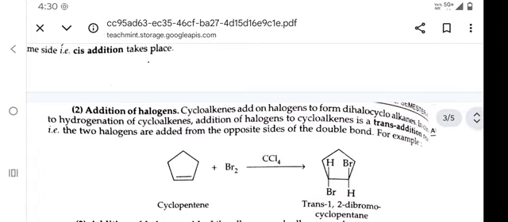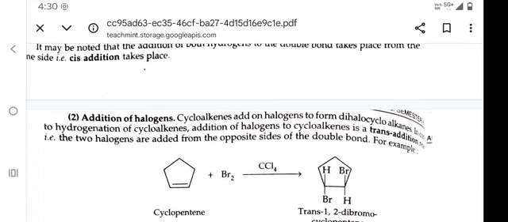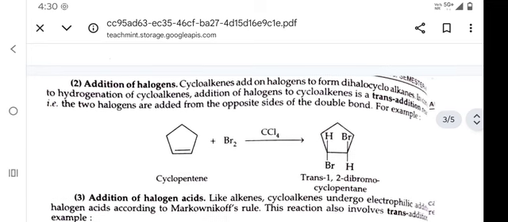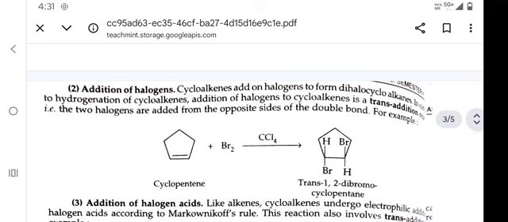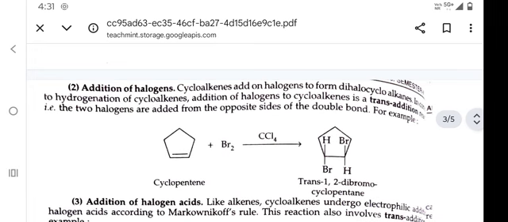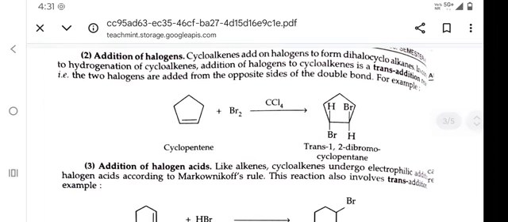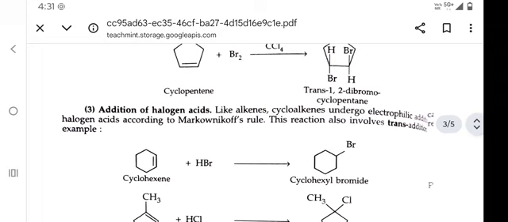Addition of halogens. Cycloalkenes add on halogens to form dihalocycloalkanes. Unlike hydrogenation of cycloalkenes, addition of halogen to cycloalkenes is a trans addition, such that the two halogens are added from the opposite sides of the double bond. For example, cyclopentene reacts with bromine in presence of CCl4 to give trans-1,2-dibromocyclopentane.